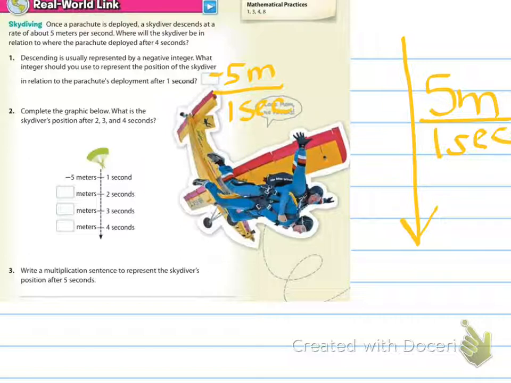So complete the graphic below. What is the skydiver's position after 2, 3, and 4 seconds? So figure out if they're going negative 5 meters per 1 second, how many meters is that in 2 seconds, 3 seconds, 4 seconds? So go ahead and fill those in, and then write a multiplication sentence to represent the skydiver's position after 5 seconds. All right, so go ahead and do 2 and 3 and pause the video now.